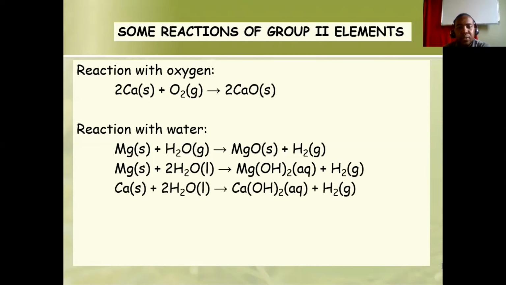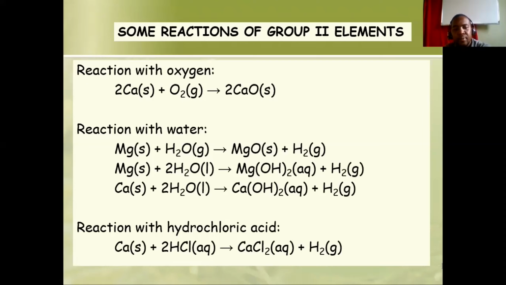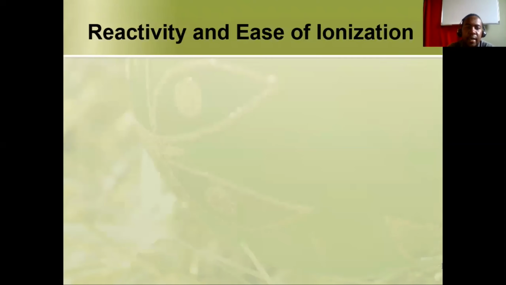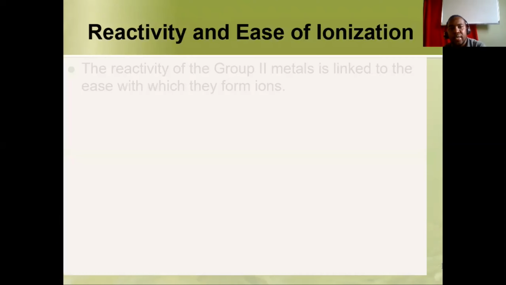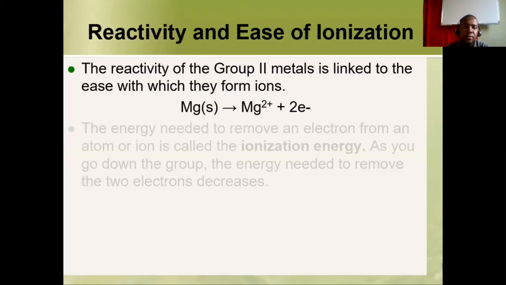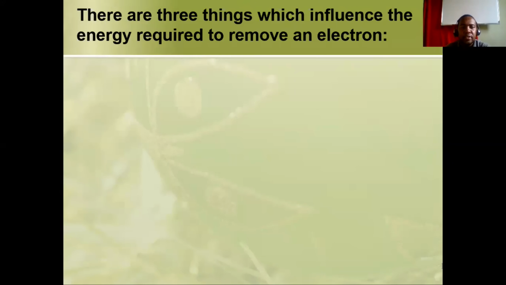And then we know metal and acid gives us a salt and hydrogen gas. All right, so we've been through the ionization energy.